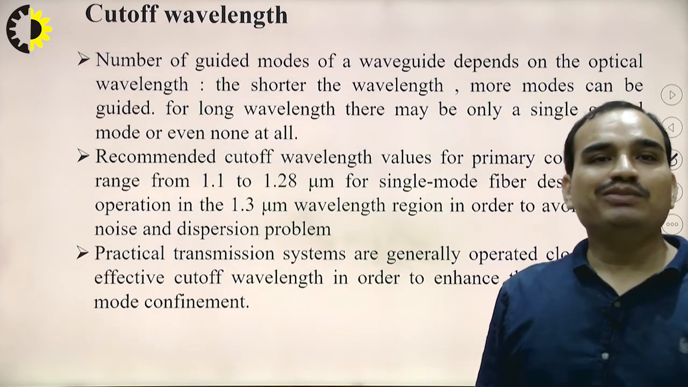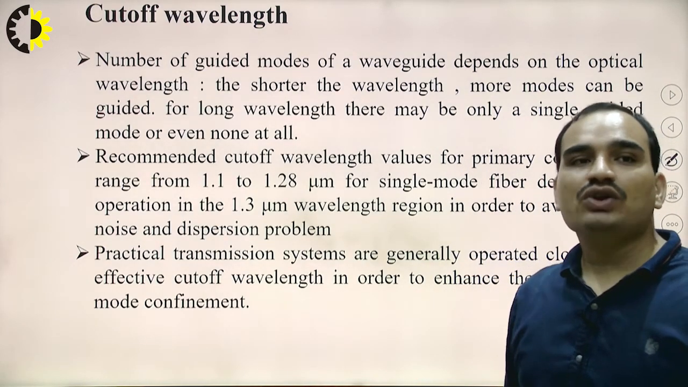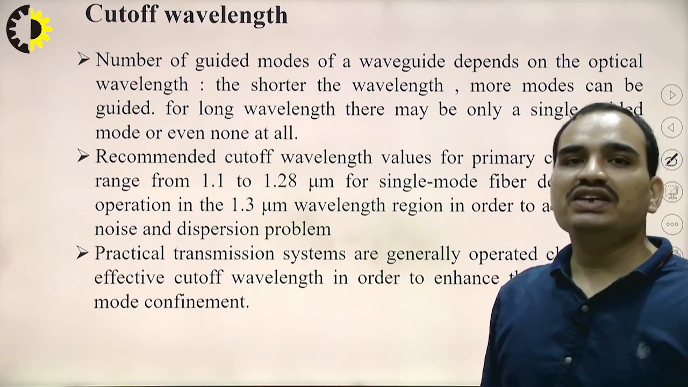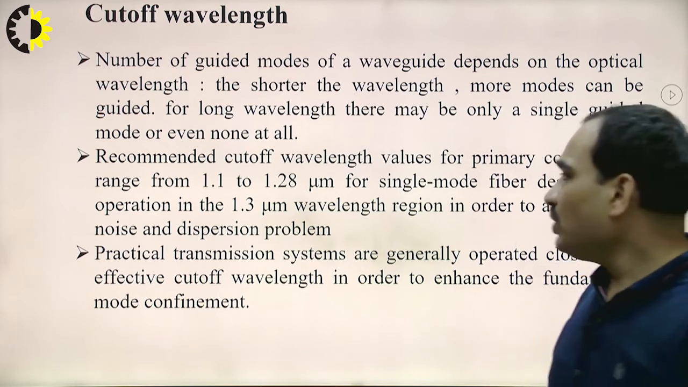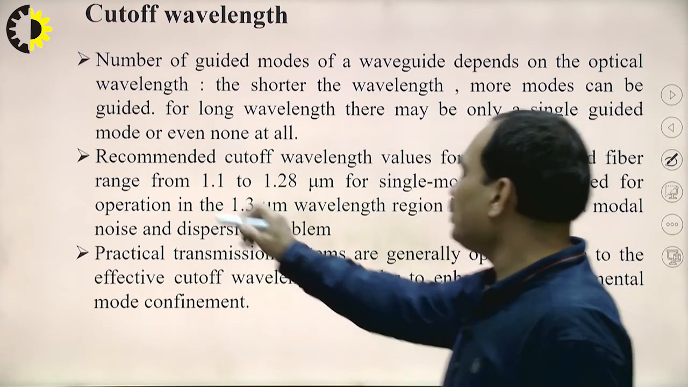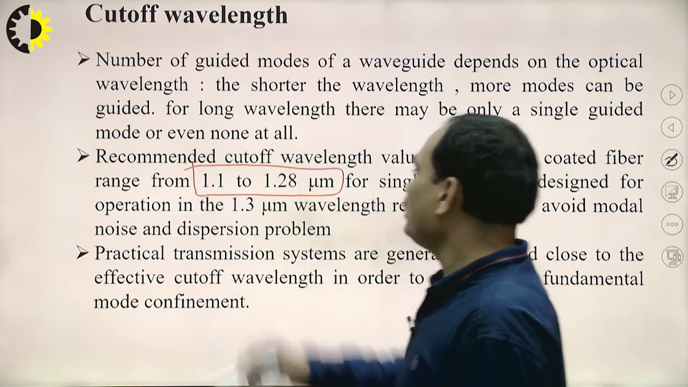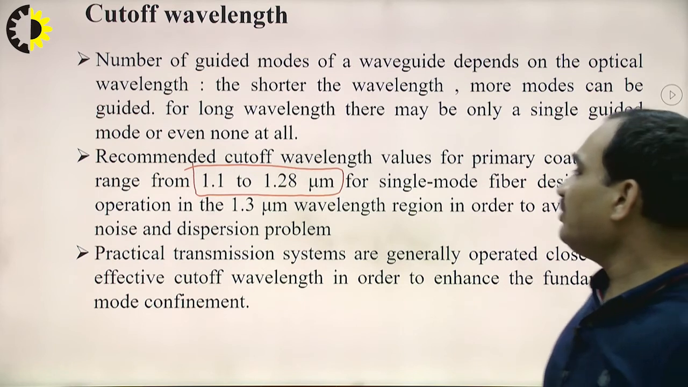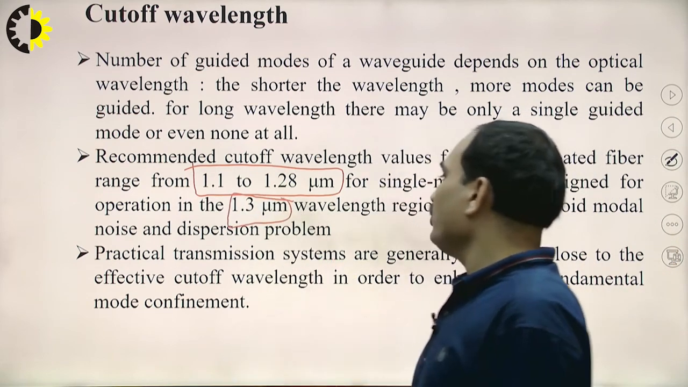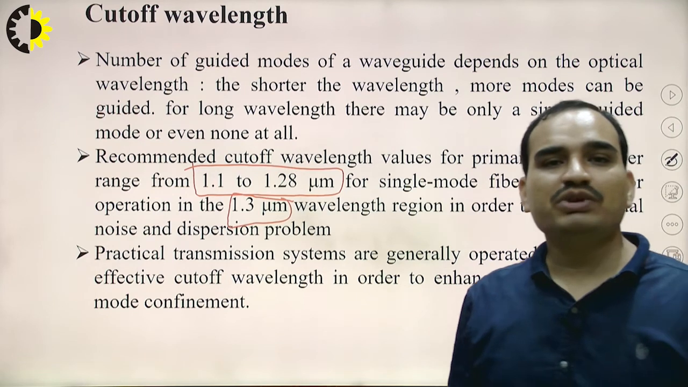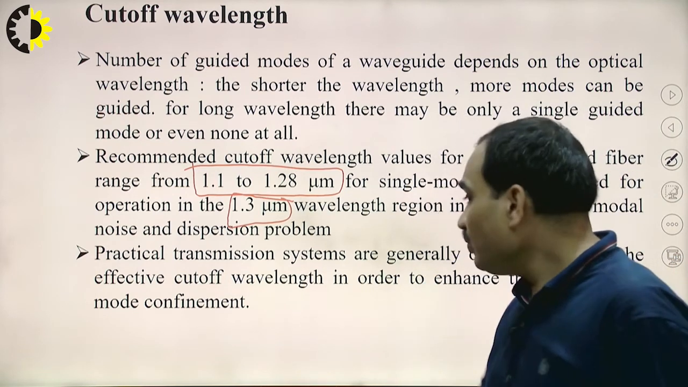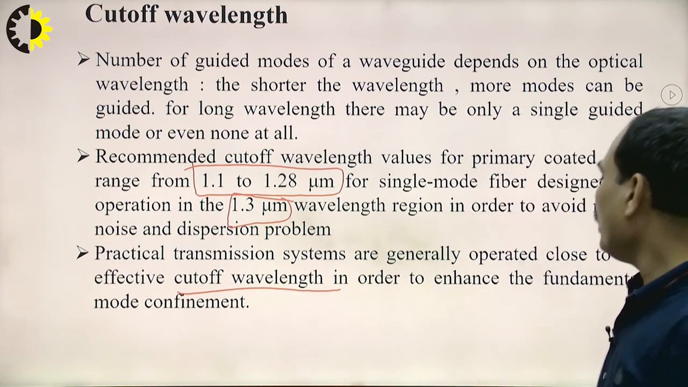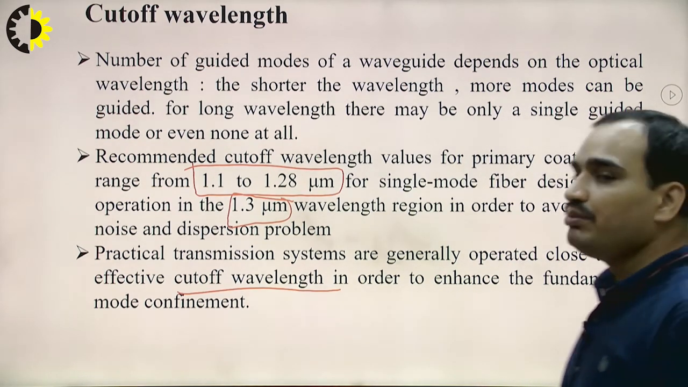The number of guided modes of the waveguide depends on the optical wavelength. The shorter the wavelength, the more modes can be guided. For long wavelength, there will be only a single guided mode. The cutoff wavelength ranges from 1.1 to 1.28 micrometers for a single mode fiber designed for 1.3 micrometer wavelength. Practical transmission systems are generally operated above the effective cutoff wavelength, so we need to calculate the cutoff wavelength in order to enhance the fundamental mode confinement.